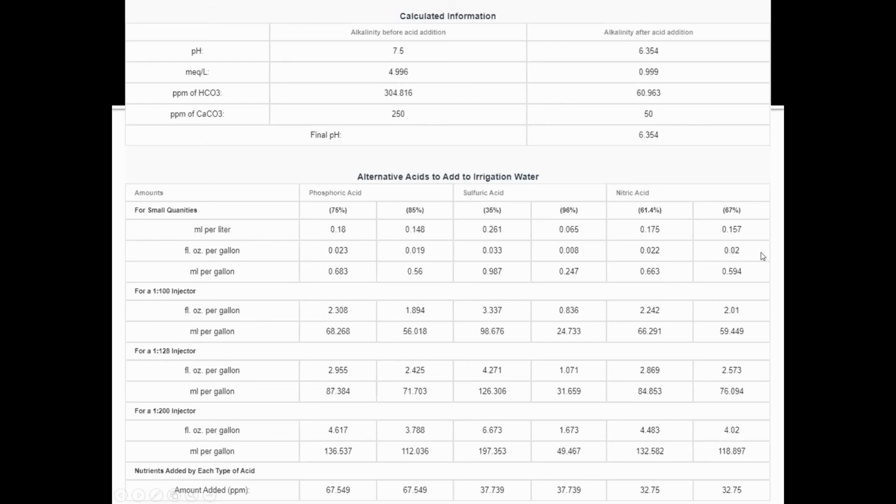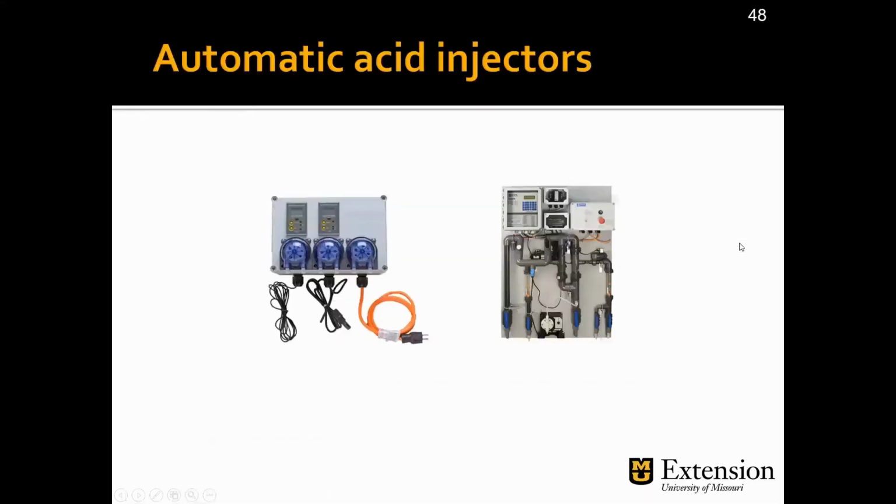And this is a nice tool to know how much alkalinity to add. How to add it: there are automatic injectors, and these injectors have the capability to connect a pH meter in line with the piping. You see here, there's the piping, and here's where the pH meter gets inserted into the piping. So they measure the pH, and they can measure that change in pH.